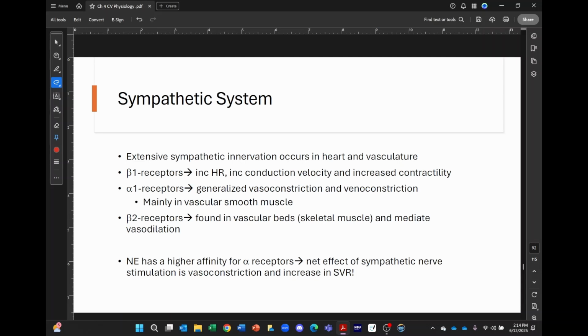We have alpha 1 receptors. The alpha 1 receptors are mainly in the vascular smooth muscle. In which type of vessel? What is the site of greatest vascular resistance? Arterioles. So when we say these alpha 1 receptors, it's at the arterioles that's doing it. So the alpha 1 receptors generalize vaso and venoconstriction. So remember I said before, when you are in a fight or flight response or you're exercising, we don't want blood going to unnecessary places.